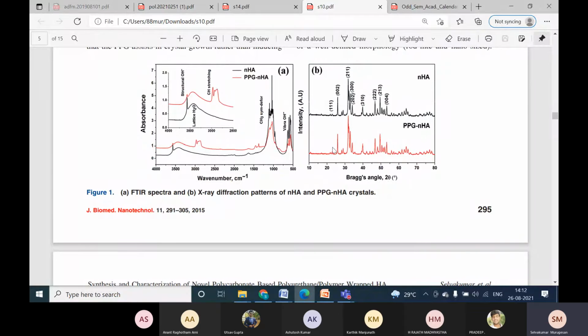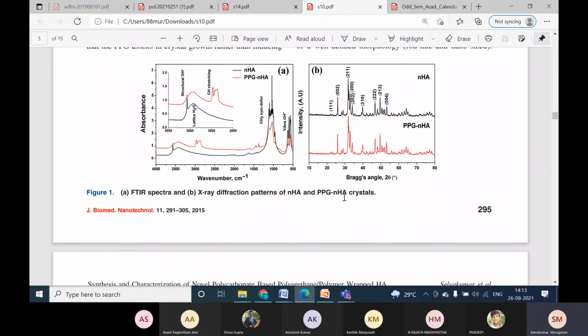FTIR and wide angle X-ray diffraction of the prepared nano hydroxide particles, modified and unmodified. So any idea why we use FTIR and XRD on this prepared nanocrystal? Because once you modify the crystals, the bulk properties should not change actually. Only the surface should be modified. They should not alter the crystal structure of the prepared hydroxide crystal. That's the reason we study the wide angle X-ray diffraction, before modification and after modification.